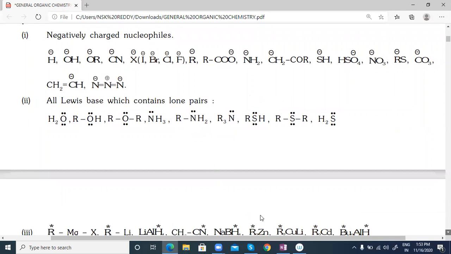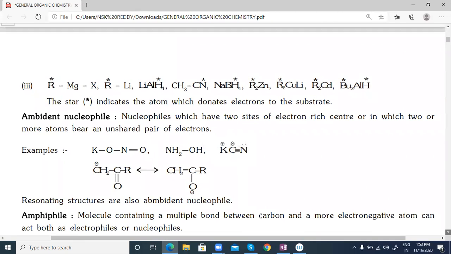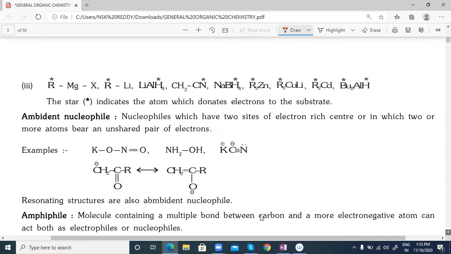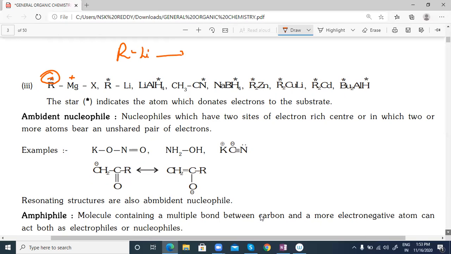You can find the list of nucleophiles here, and these easily form negative charge, like R minus, because magnesium is a metal and it can have a positive charge, so R shows negative charge. Lithium is positive because alkali metals are positive. R is a carbon, which is more electronegative, so it can show negative charge. Like we are showing here, H minus.